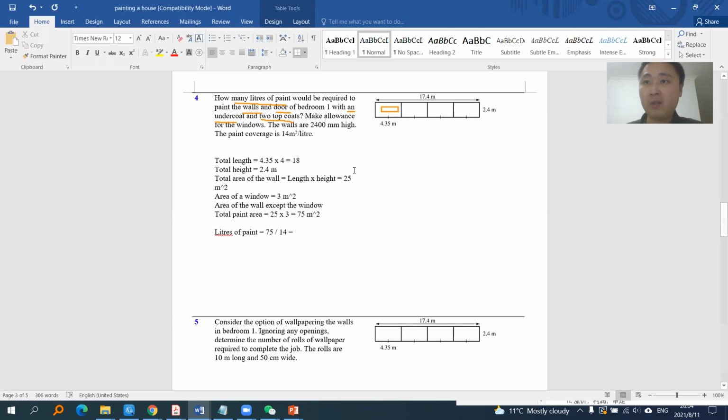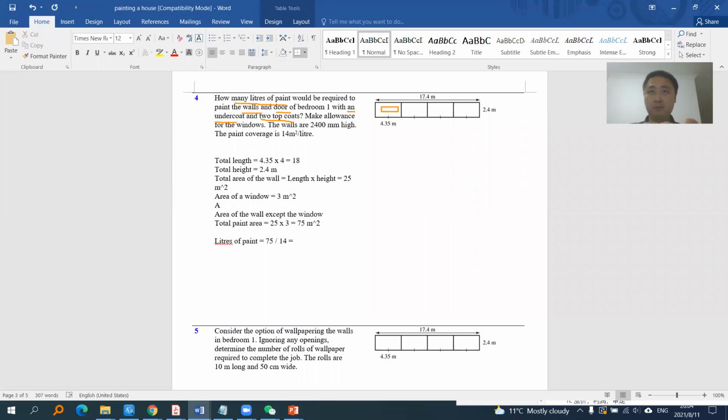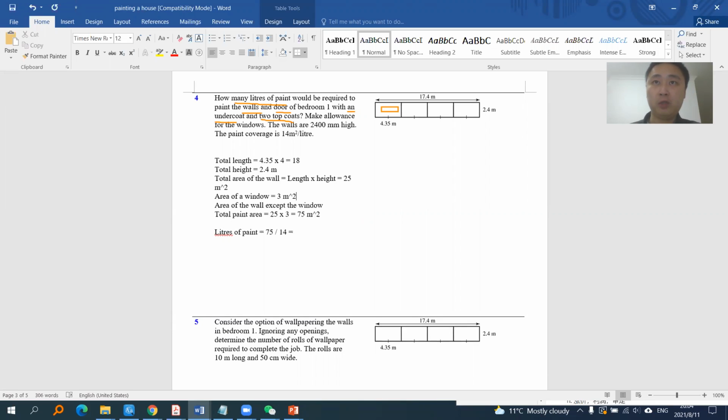Oh yes, I forgot one thing. We still need to have a door, so you need to calculate the area of the door as well. I'm sorry, we do not calculate the area of the door because we should include it. So the area of the wall except the window equals your total area of the wall, which is 25, minus the area of the window, which is 3. It's not that number, I just want to give you an idea. That should equal 22.